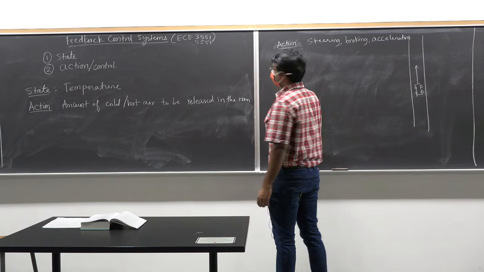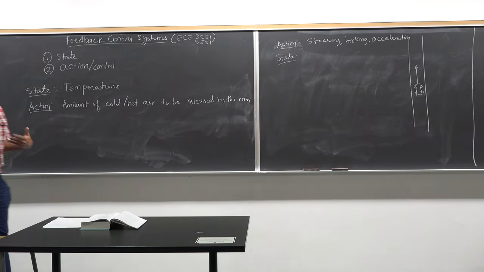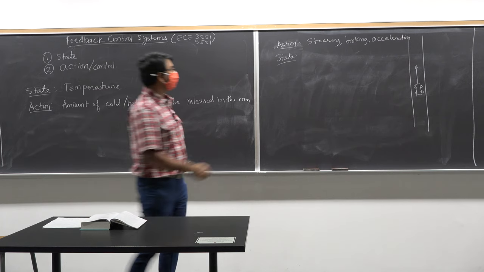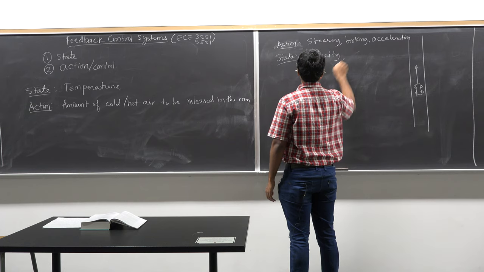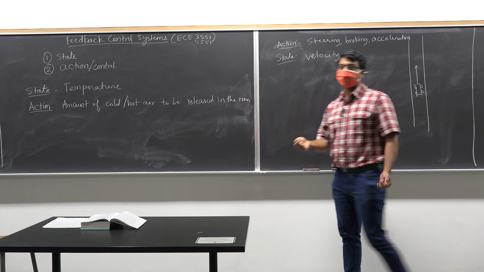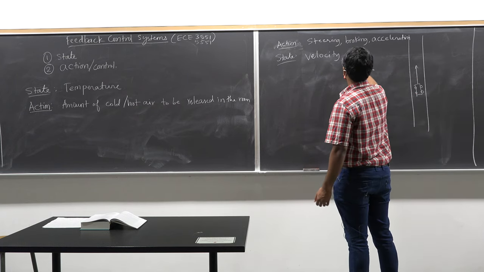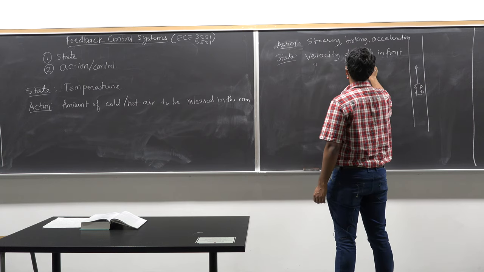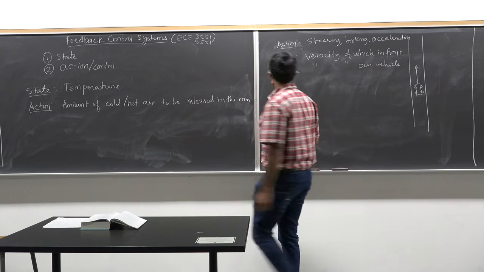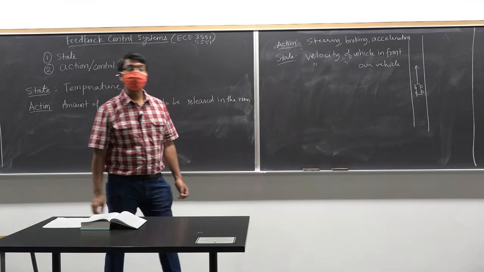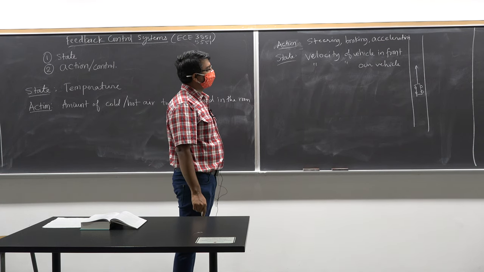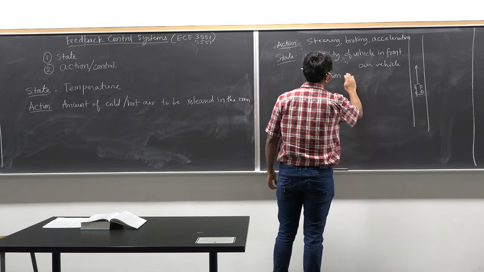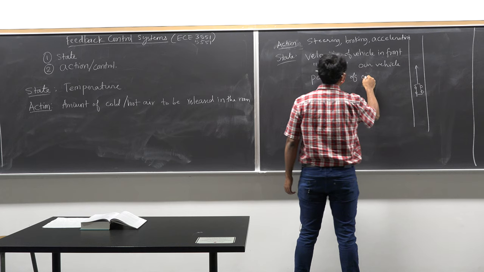Now let's come to the state. What information is needed by a driver in order to drive the vehicle? Velocity. Okay, what else? Velocity of what? Okay, velocity of the vehicle in front. I'm assuming you also mean velocity of our vehicle, the vehicle that you are controlling. What else? Position. Current position. Okay, sure, why not? Position of our vehicle.